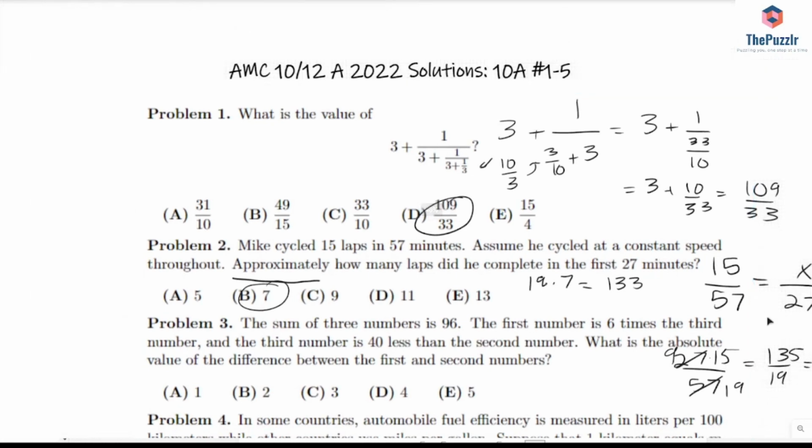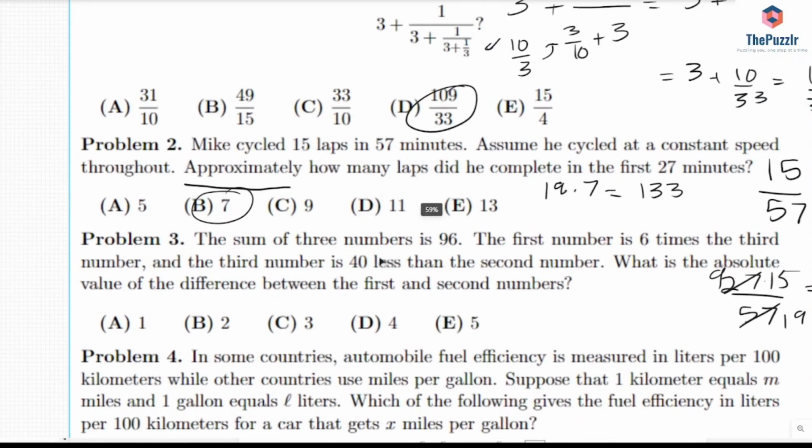Okay, what about number 3? For number 3, we have that the sum of three numbers is 96. The first number is 6 times the third number, and the third number is 40 less than the second number. What is the absolute value of the difference between the first and the second numbers? So we start with the middle number, let's call it x. Then the third number is x minus 40. And the first number is 6 times the third number, so 6 times x minus 40.